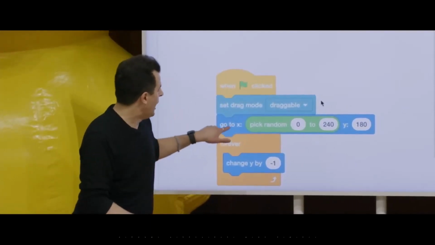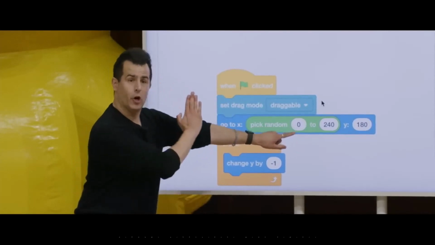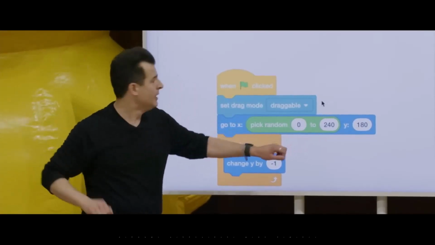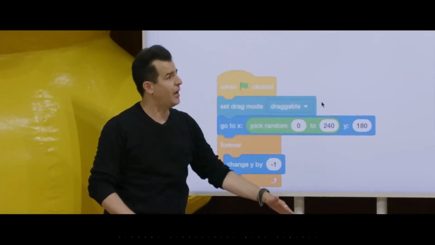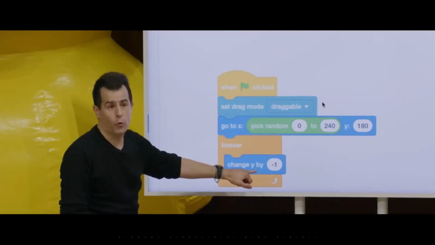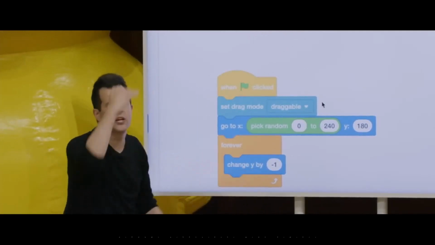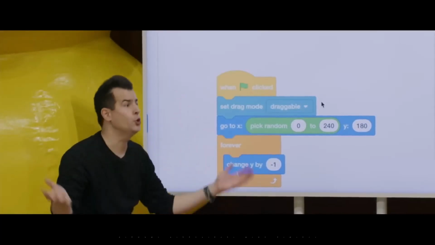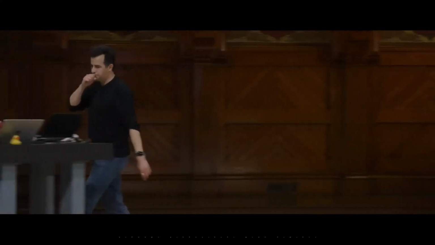But once I figured that out, I tell the trash to go to a random x coordinate between 0 and 240 from left to right. And then the y location 180, because I always want the trash falling from the sky. And then I told the trash to forever change its y coordinate, its vertical coordinate, by -1, so like 1 pixel at a time, which creates the illusion of it falling from the sky. But I needed to do one other thing, and let me scroll up.